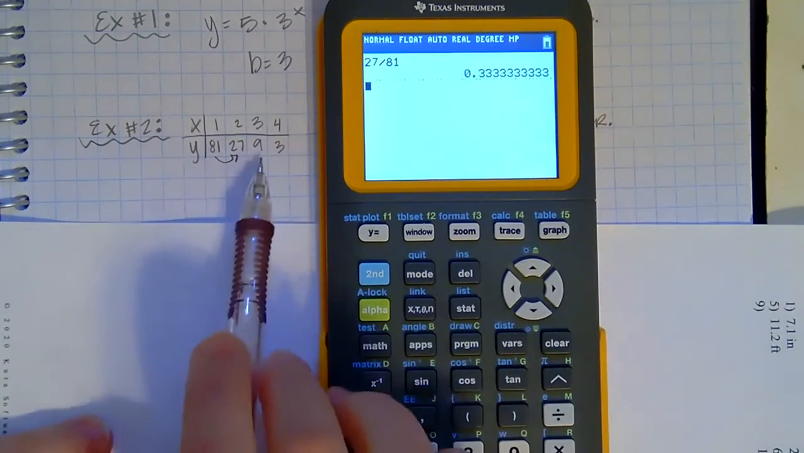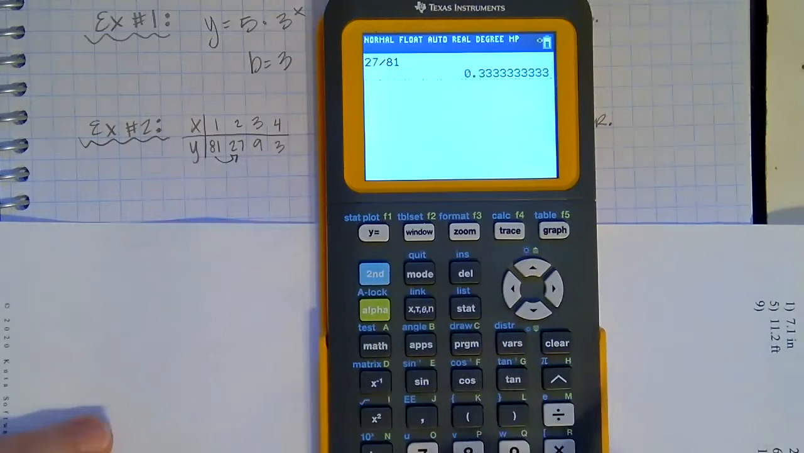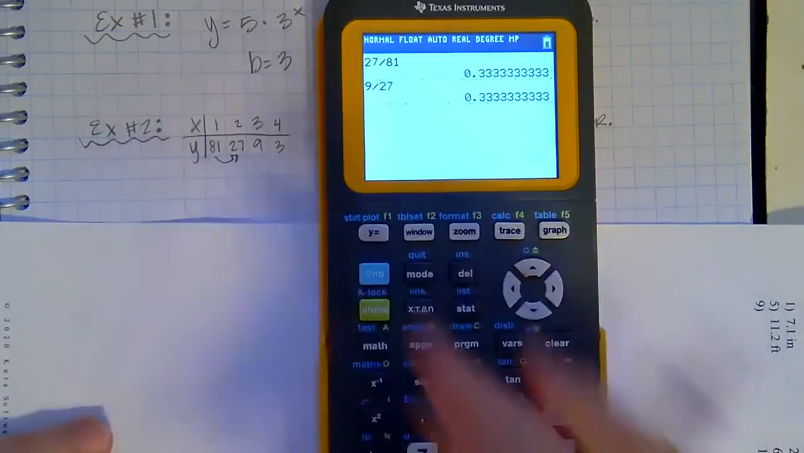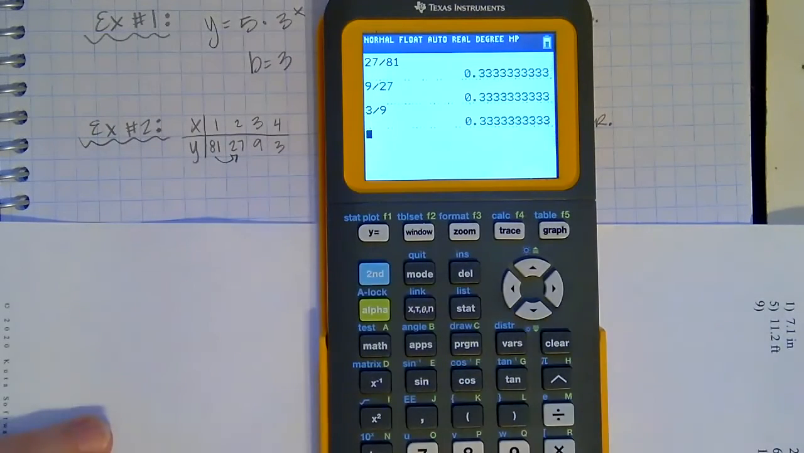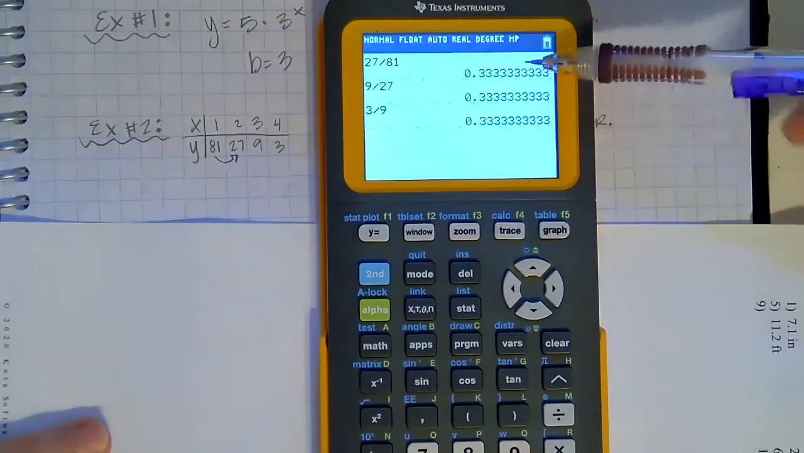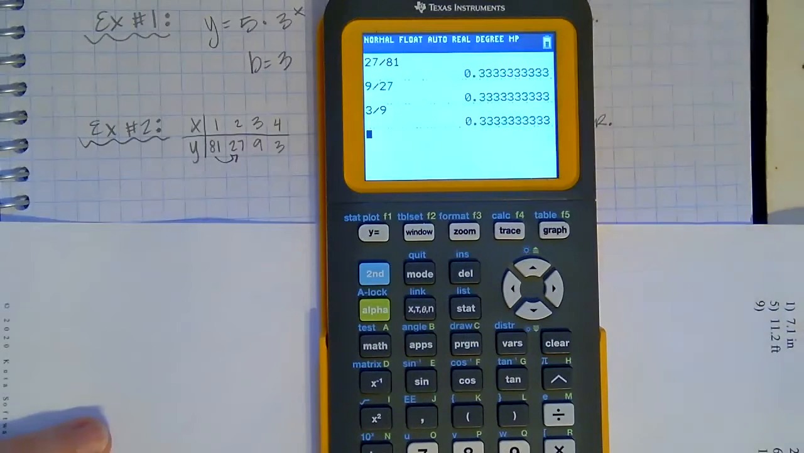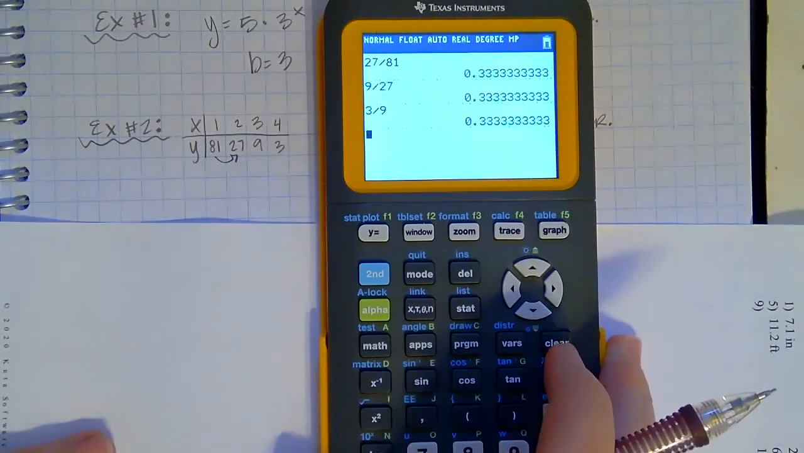And I can divide backwards the other way too. 9 divided by 27, and 3 divided by 9. Notice that it gets you the same number every time. That's how you can tell that it's exponential, and that's what it's multiplying by. Now, I don't really want to have all of these decimals here. That's a lot of decimals, plus I won't be able to write an exact number. So I'd rather write it as a fraction, okay?